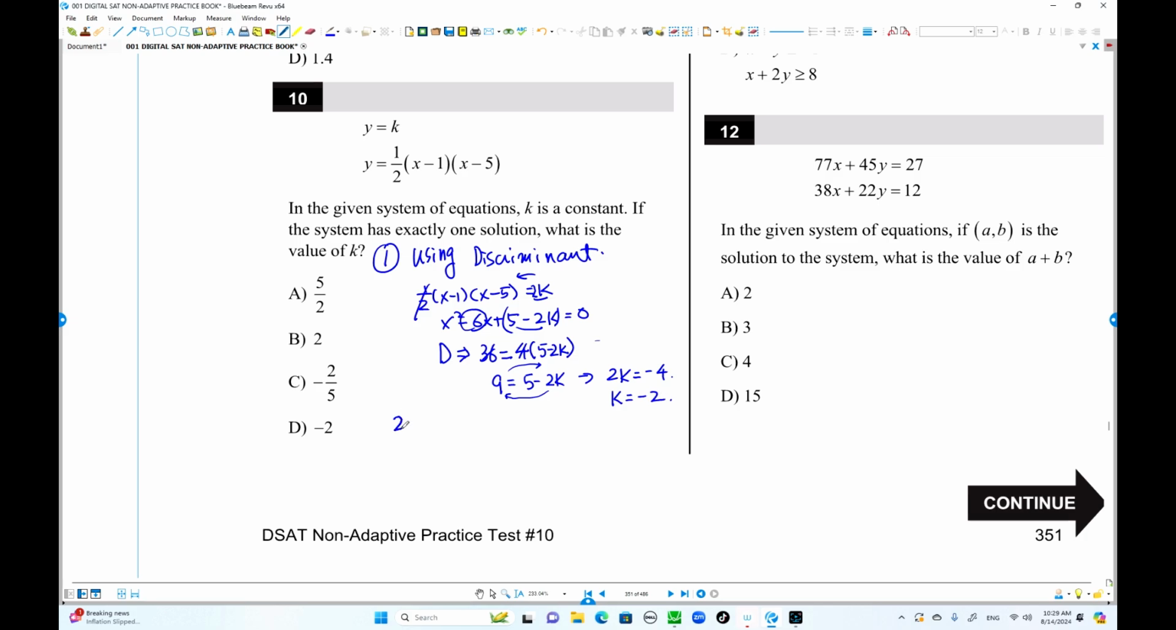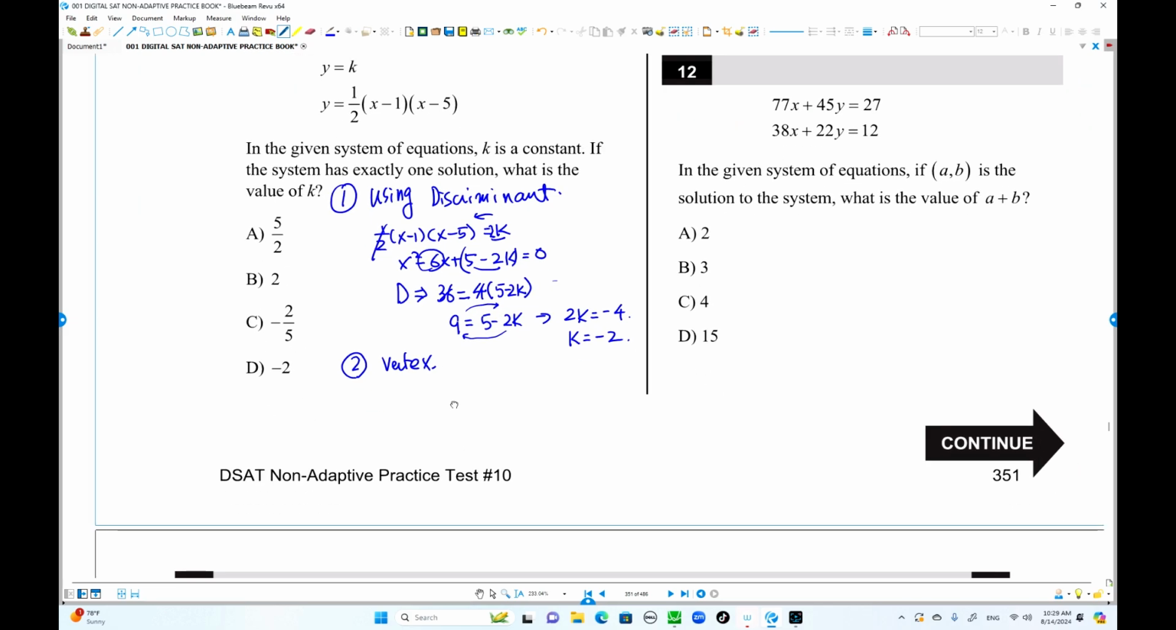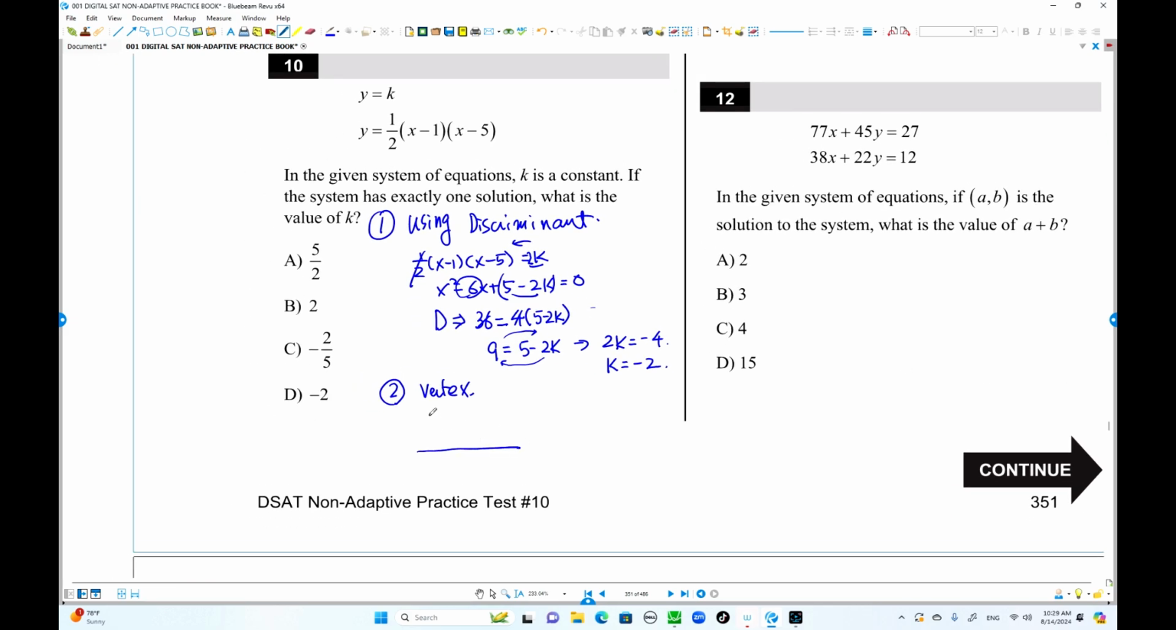The second one is you can use the vertex coordinate. This graph looks like this. Here is the vertex. This is 1, this is 5. The vertex must be on the axis of symmetry, the midpoint of these two. 1 plus 5 divided by 2 is 3, right? So find out what this vertex is. When x equals 3, what is the value of y? y equals 1 over 2, 3 minus 1 is 2, 3 minus 5 is negative 2, that equals negative 2, isn't it?